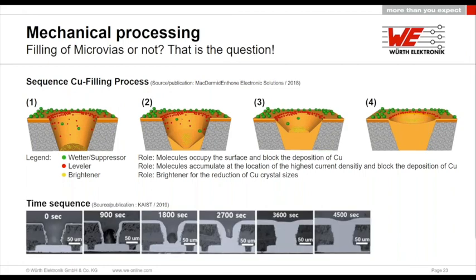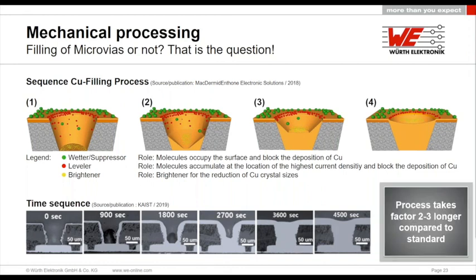What does it mean when it comes to time? Here you see a publication from KAIST from 2019, where this was looked at a little more closely. You see that it takes more than 1 hour to plate such a microvia. Compared to a standard plating process, this is a factor of 2 to 3 in time, depending on the thicknesses. And this is again a cost factor: it takes more time during plating, and therefore the PCB is more expensive if you use copper-filled microvias.